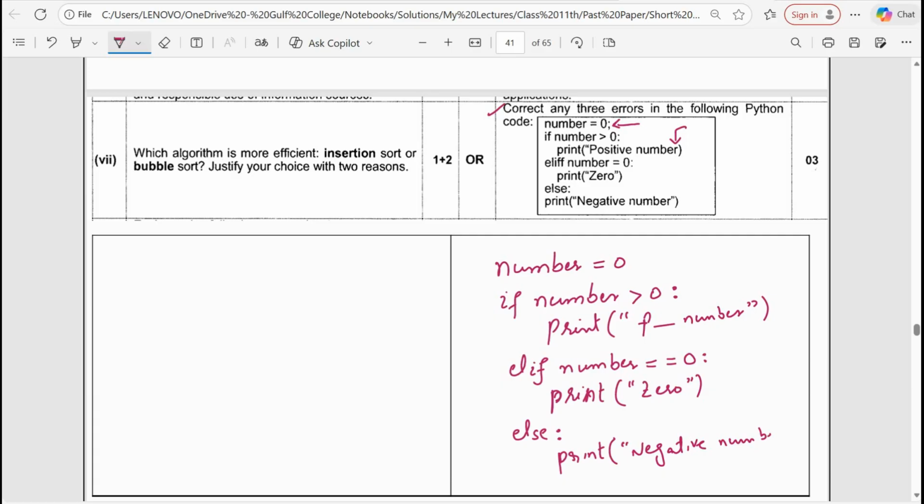How many errors have you found here? The second error is elif, and the third is that the extra f in elif should be removed. The fourth is that you must use double equals. Then else, and the fifth is that print needs a space. I have highlighted 5 errors, but the question says correct any 3 errors in the following Python code.